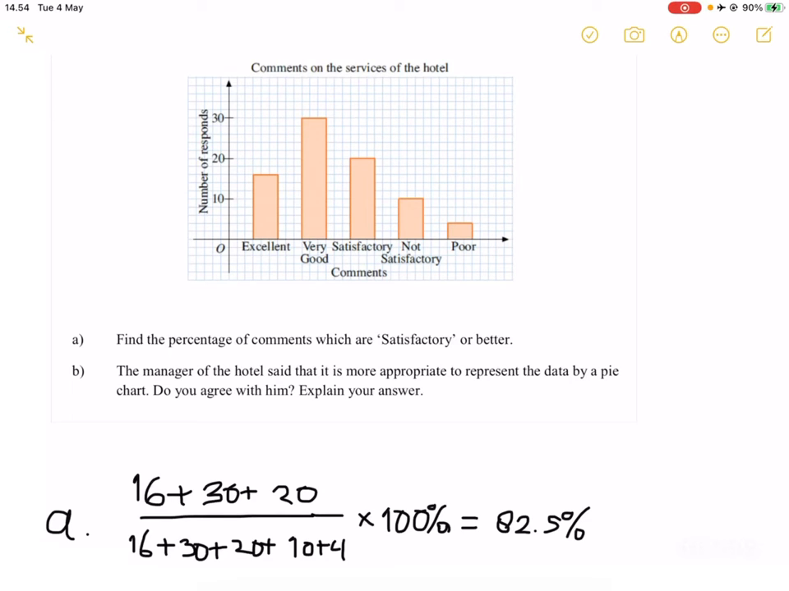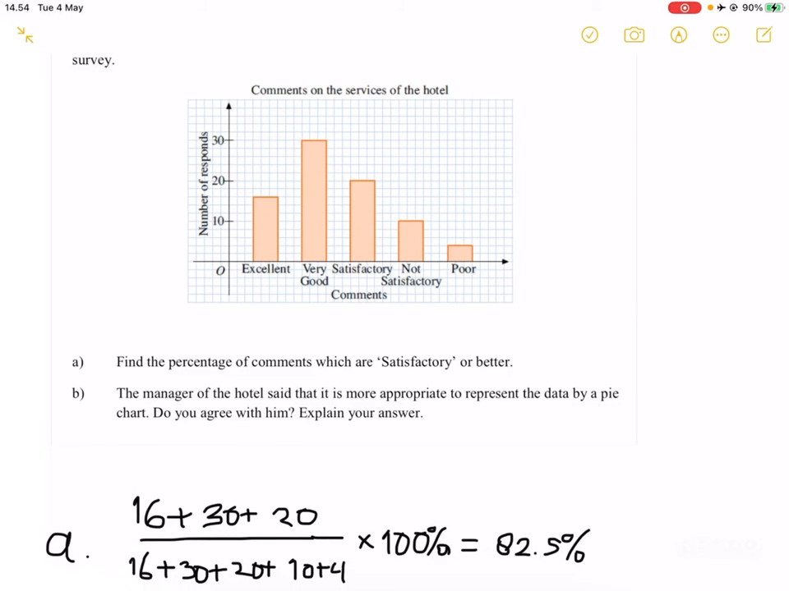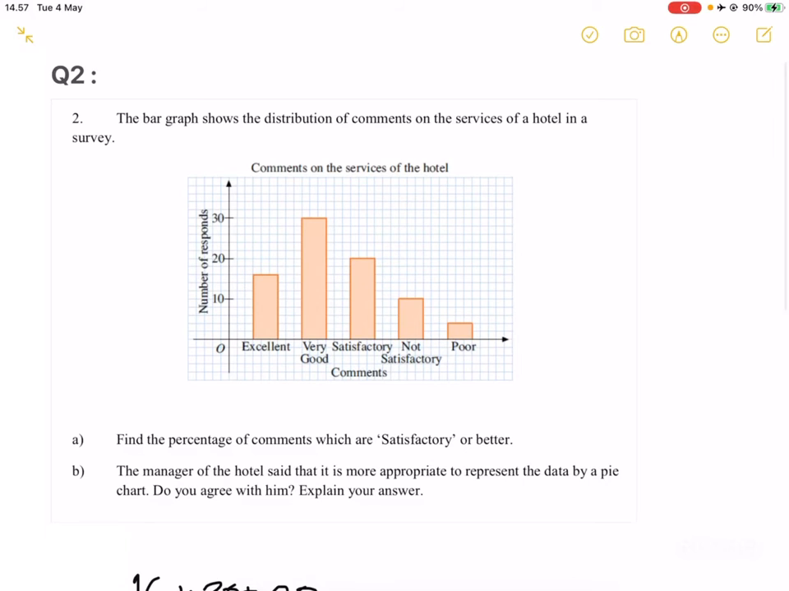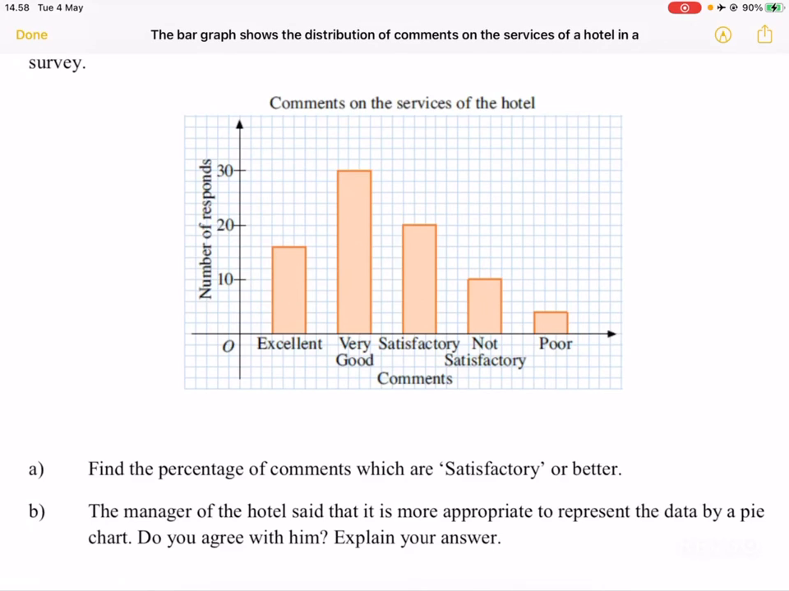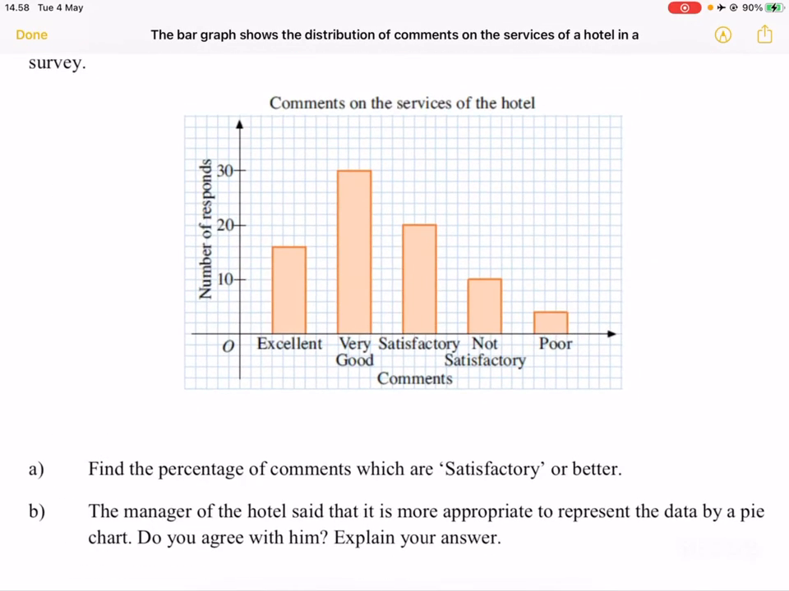However, I could say that one possible answer and reason is yes, because you can check the percentages or the proportions of which comment that you're looking for. For example, if you're looking for the satisfactory comment, as you can see, there are 20 responses. However, if you would imagine it in a pie chart, you can imagine it as a proportion of all the comments.